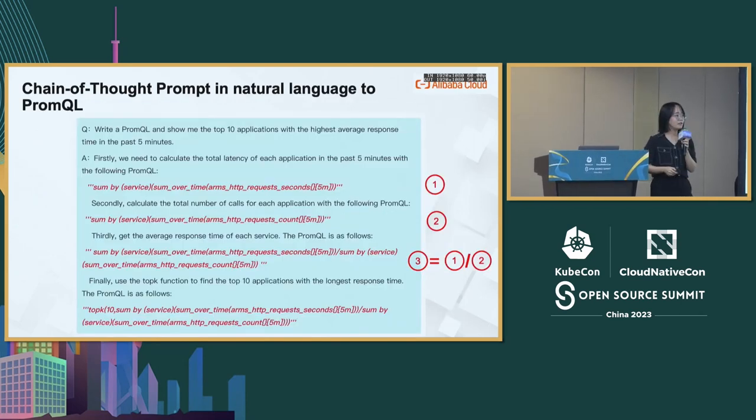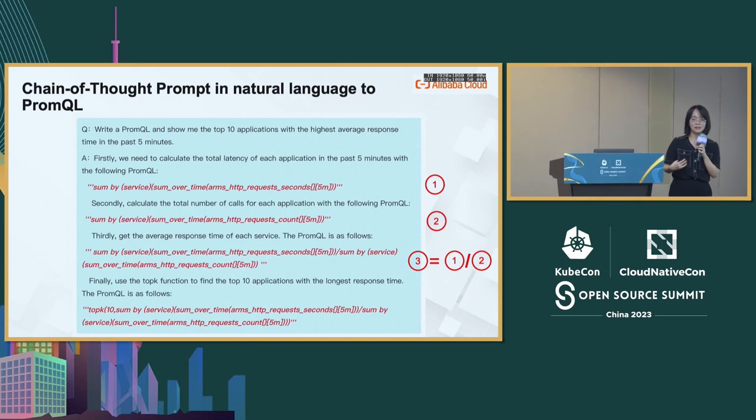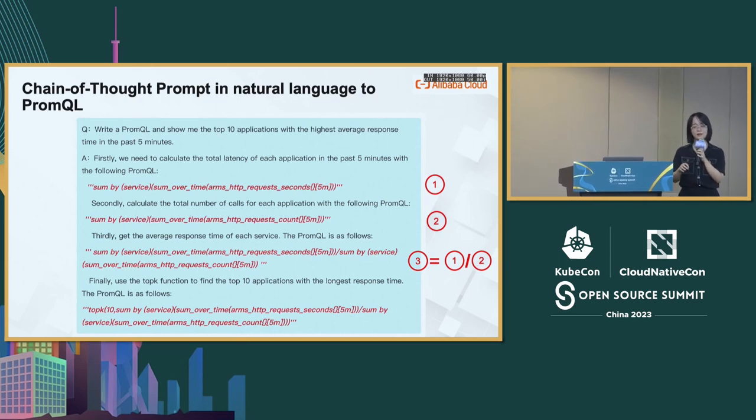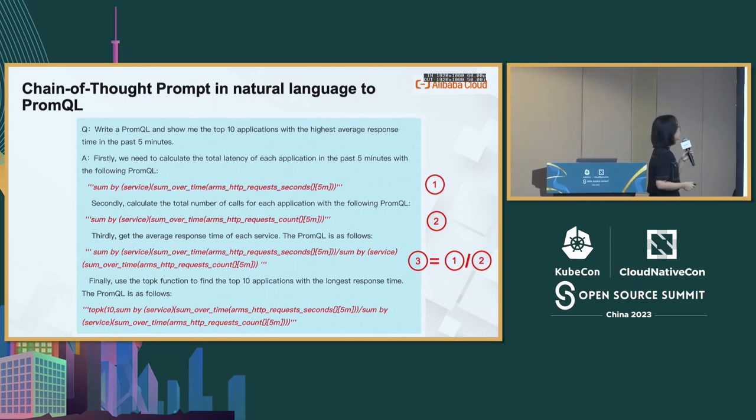If you are familiar with PromQL, you can get the idea, because writing a PromQL is very similar to what we did in primary school. It's just like a mathematical task. We can see an example. Here is the Chain of Thought prompt in natural language to PromQL. The question here is: write a PromQL to show me the top 10 applications with the highest average response time in the past 5 minutes.